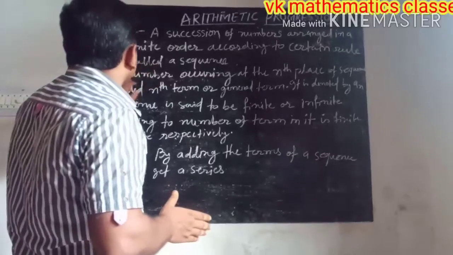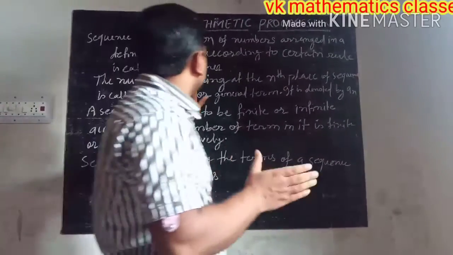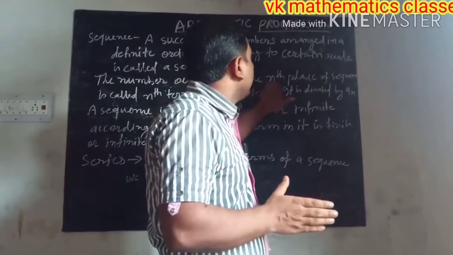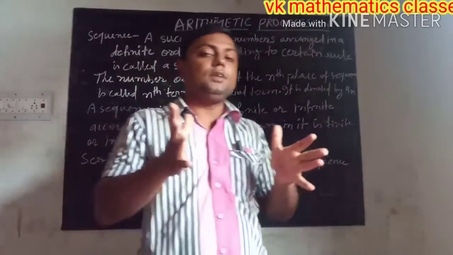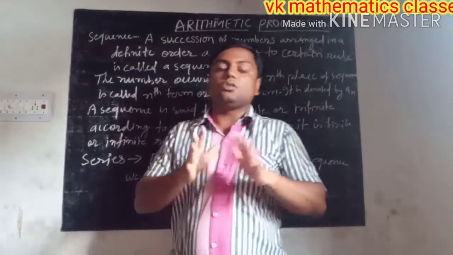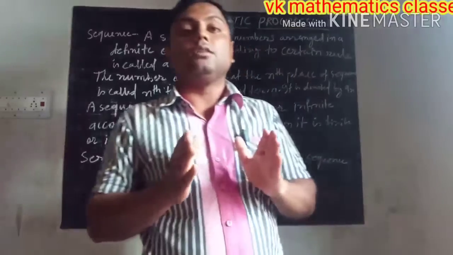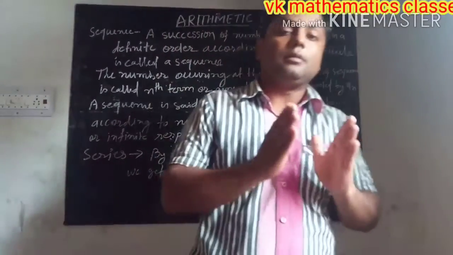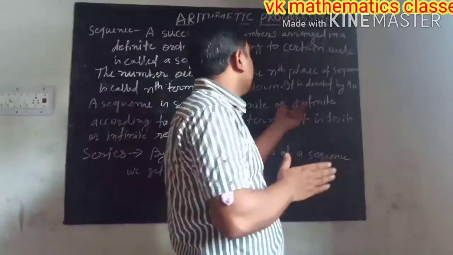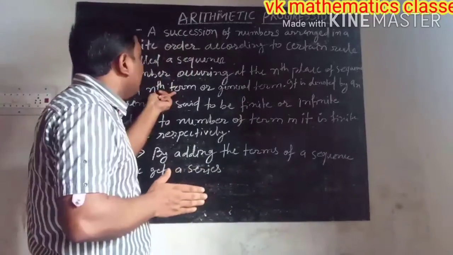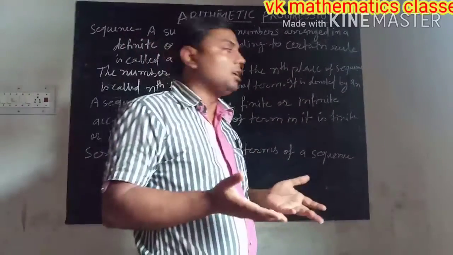Now, a sequence has lots of numbers, but the number placed at the nth place is known as the nth term or general term.